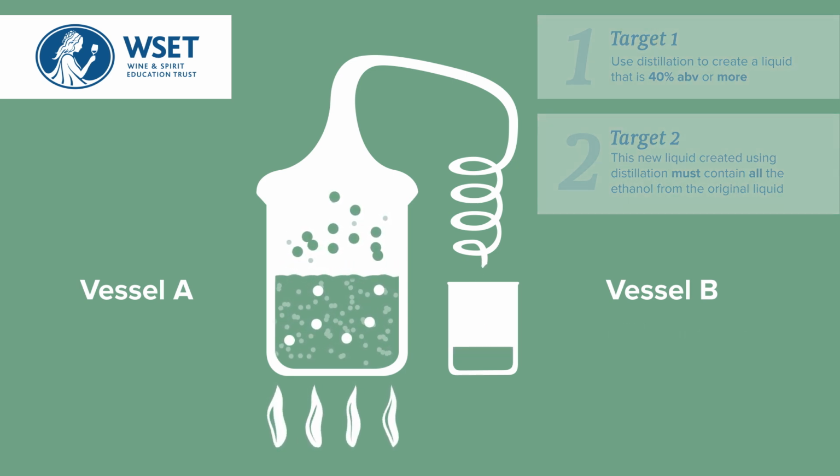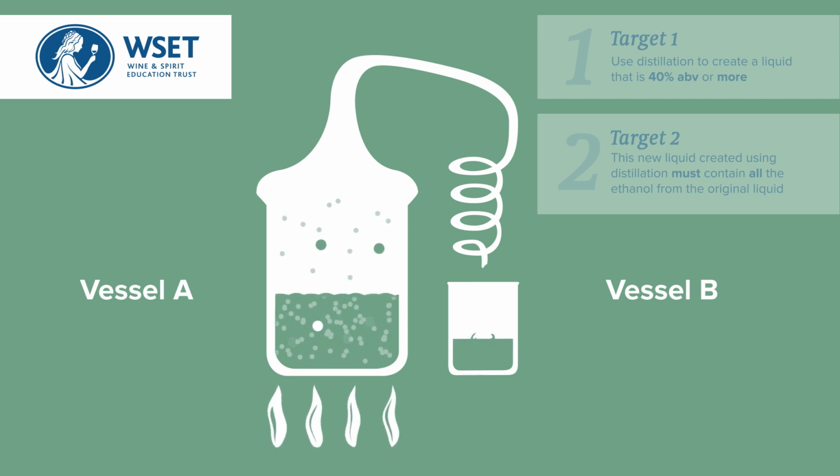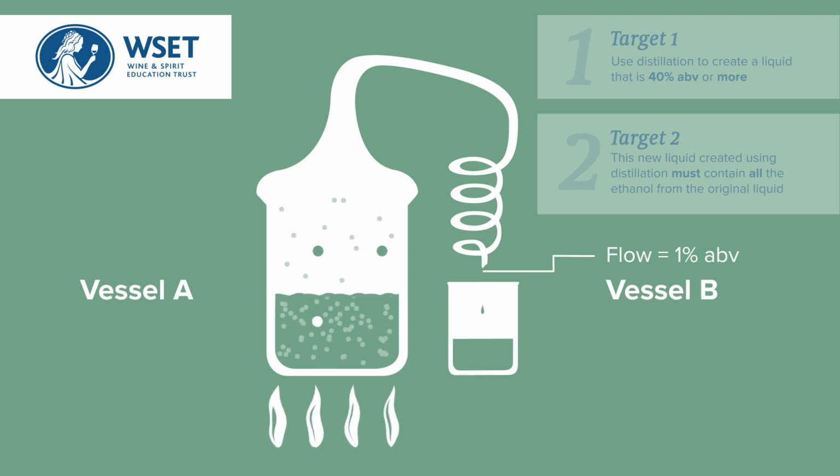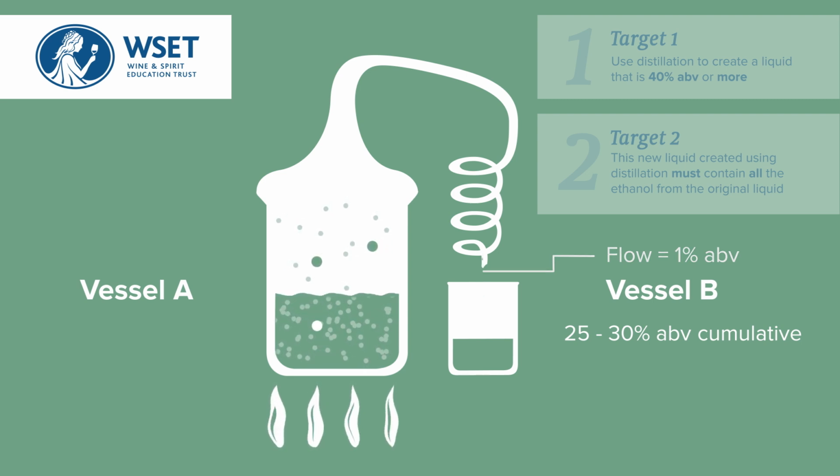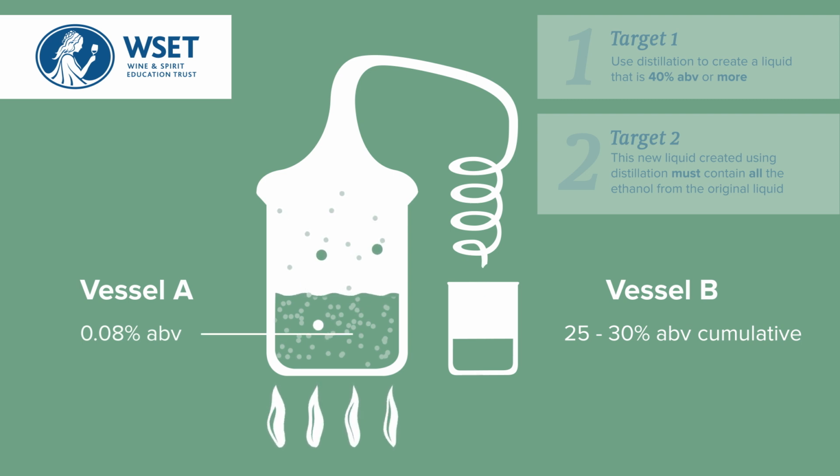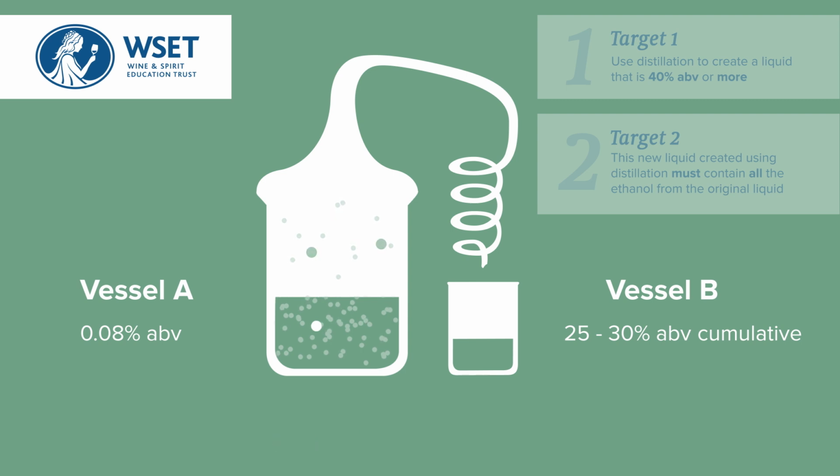Several hours after the start of the distillation, let's check in for one final time. The flow from the condenser has dropped to 1% ABV, and the cumulative ABV of the collected liquid is somewhere between 25 and 30% ABV. At this point, the ABV of the original liquid in vessel A has fallen to 0.08% ABV. Distillation never continues beyond this point because it is uneconomical.